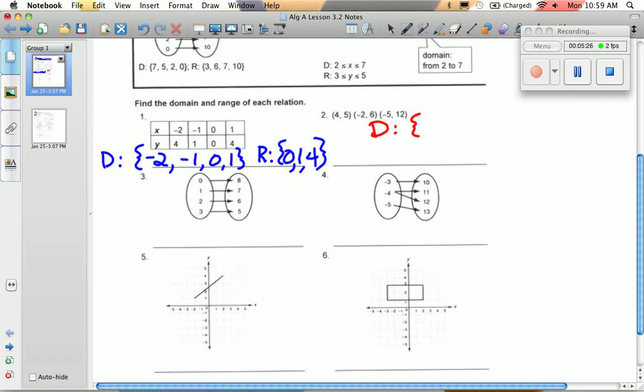X values, and are the X values the first number in the ordered pair? Yes. Ordered pairs are made up of an X, comma, Y. So that is an ordered pair. The first value is an X.